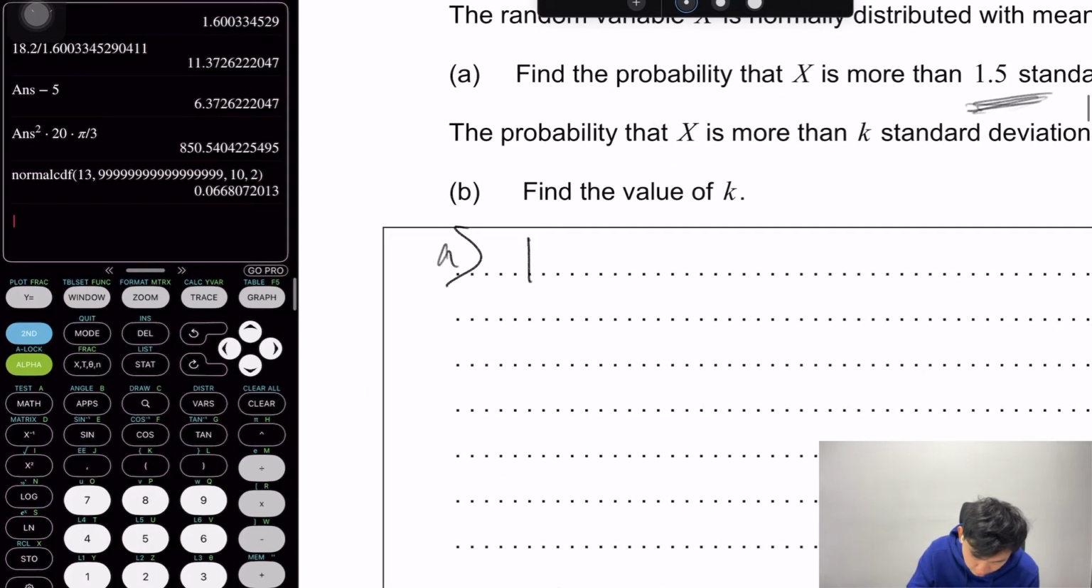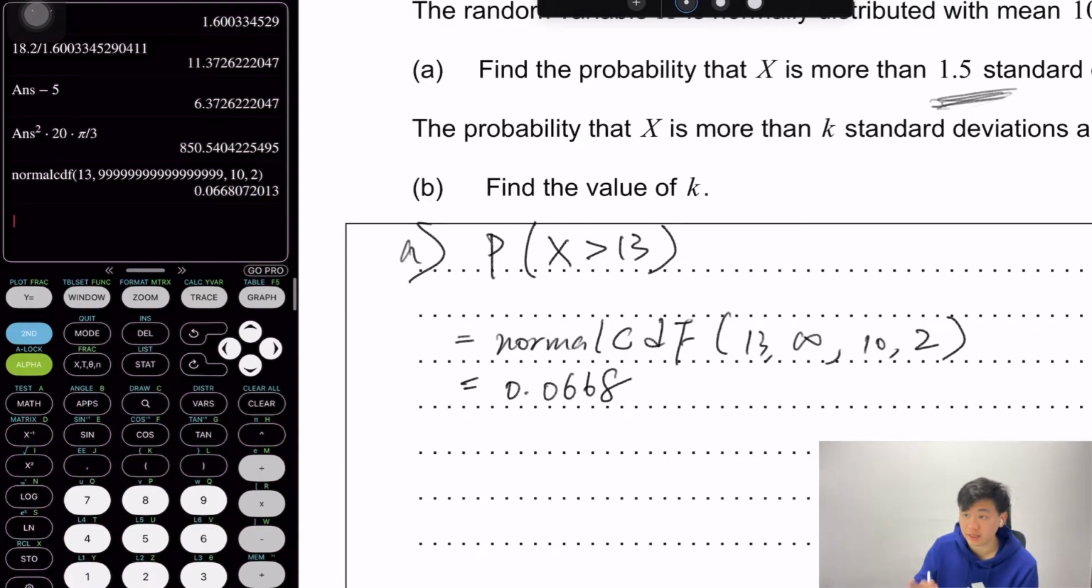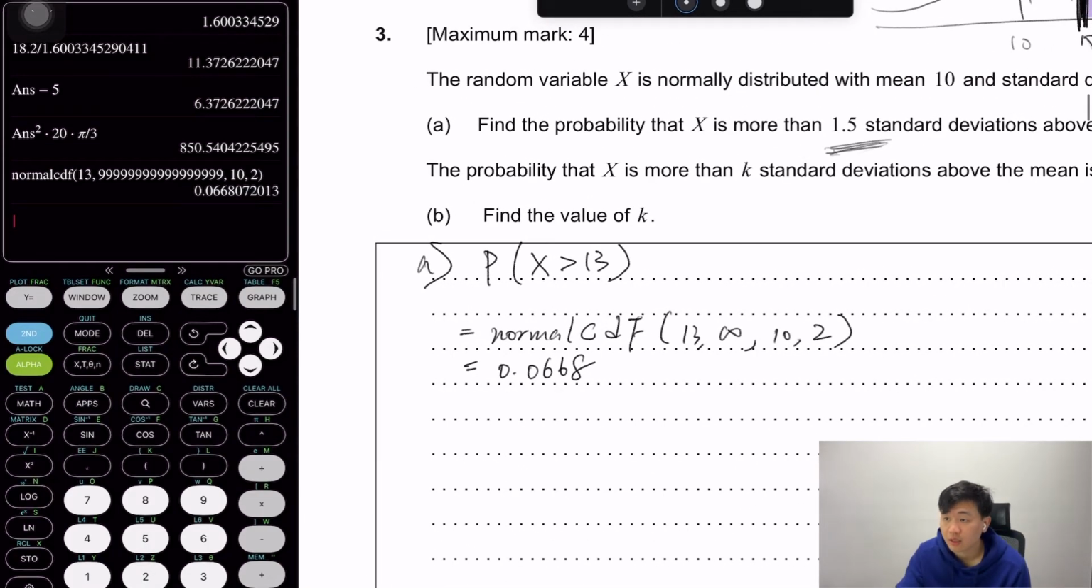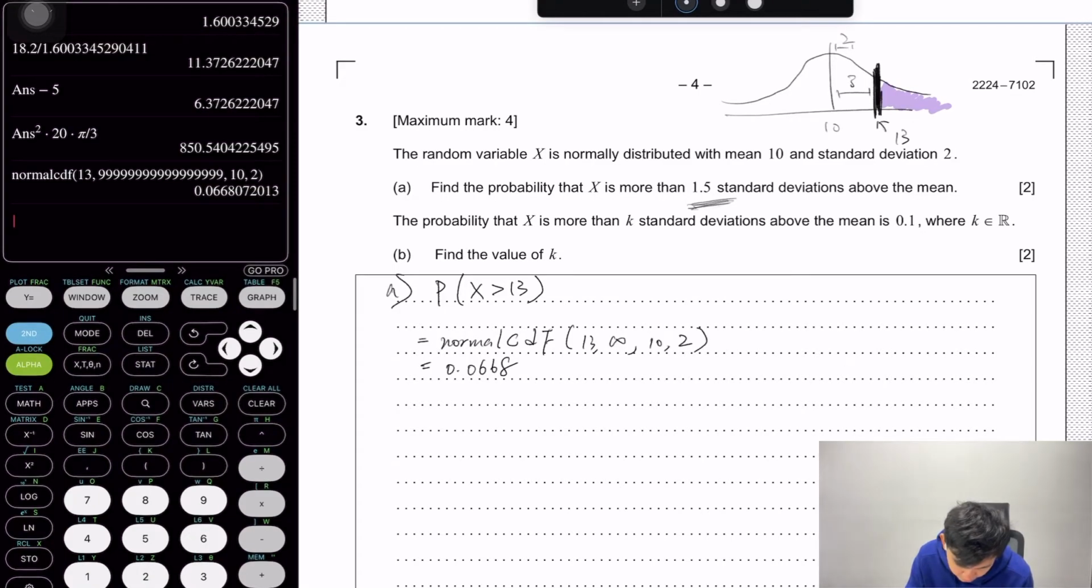We write out first P of x is bigger than 13, which is equals to normal CDF of 13, infinity, 10, and then 2. That's equal to 0.0668. Again, 3 significant figures, okay? So part B, the probability of x being bigger than k standard deviations above the mean is 0.1.